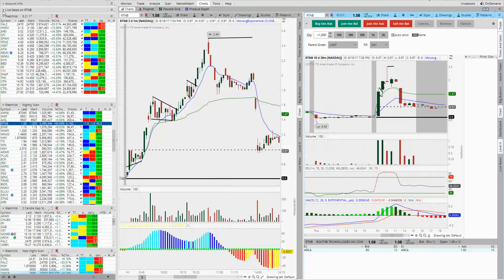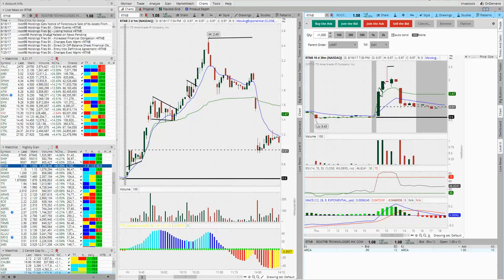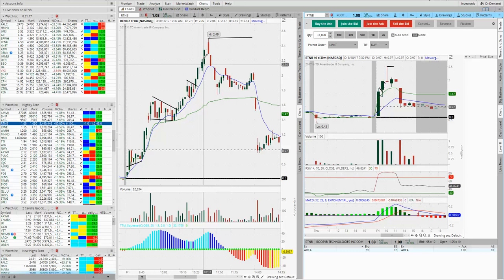Let's see, what news was it? Oh, it had a filing. Gets notice of foreclosure sale of assets. I mean, it's nothing. This is not going to sustain itself. So it's being pushed, and look, and that's it. And you get short. So right here, look, there was no clear gap up.